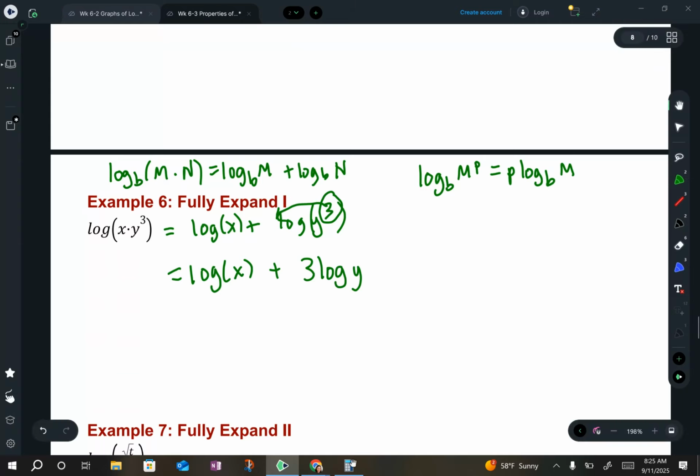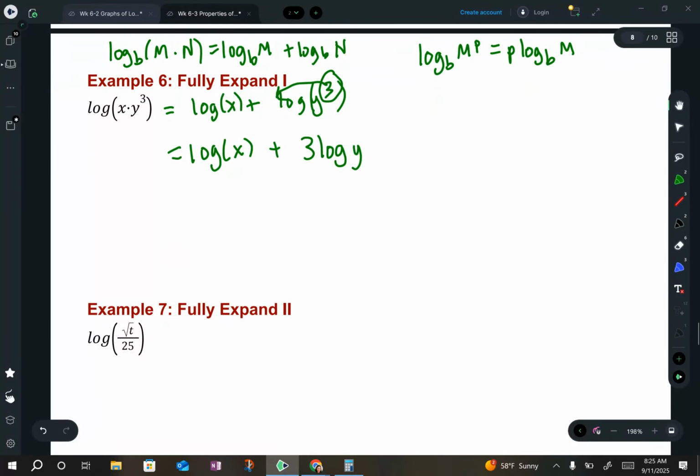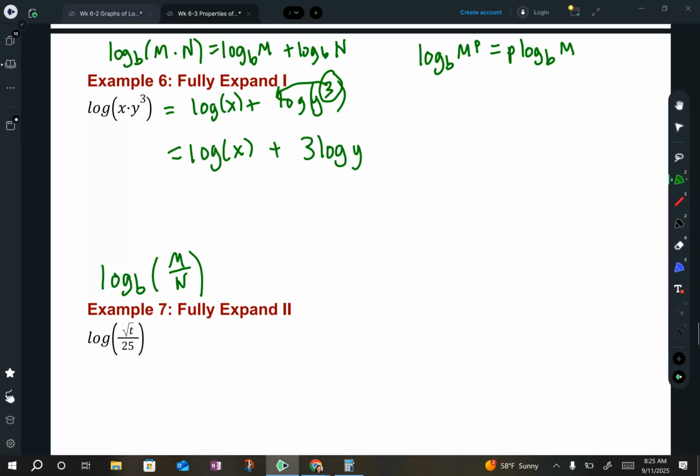All right, let's try another one of these guys, and then I'll give you a couple to practice with. So this one is a division problem. Actually, why don't you pause the video and give this one a try? I think you guys can do this one. Give this one a try. All right, so we're going to use the quotient property first. So that is log of root t minus log 25.